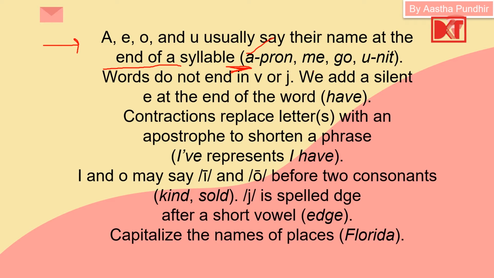Here, E at the end. Here again, O. You see go. So the complete name of O. Then unit. So here U.